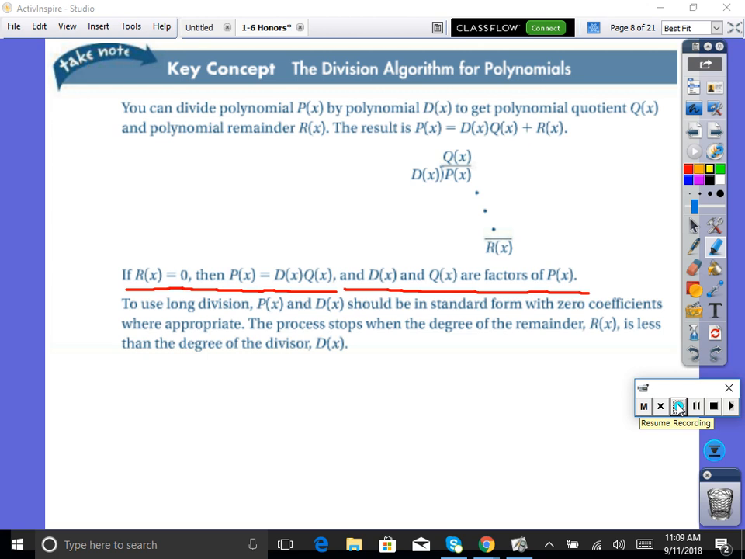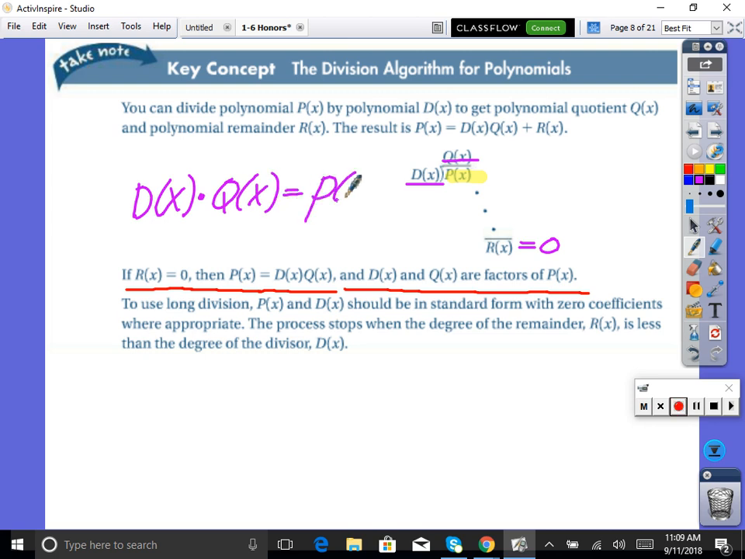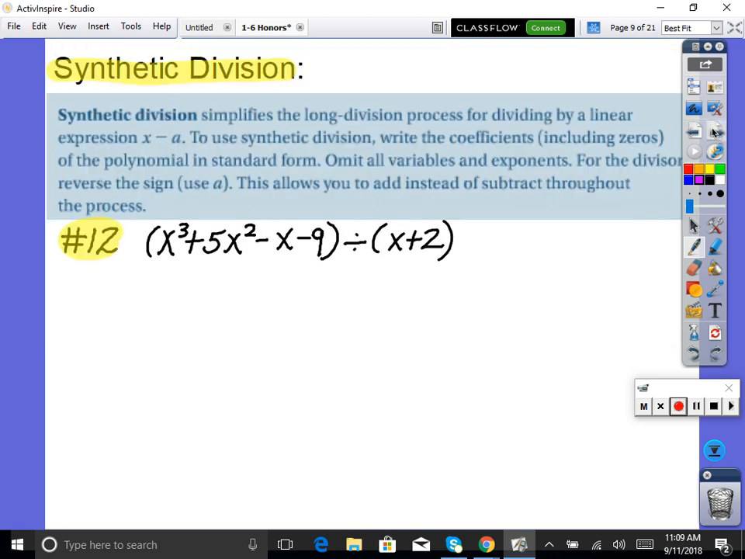Okay, so just everyone making sure we're good with this. We have to make sure we understand this. If we take the polynomial p of x and we divide it by d of x, and we get some q of x and our remainder is equal to 0, then we know that d of x times q of x is equal to our p of x. True? And we know that, let's say d of x is x minus 3, then we know that that's a factor, so then 3 is a solution. Awesome. Okay, so this is how we use synthetic division.